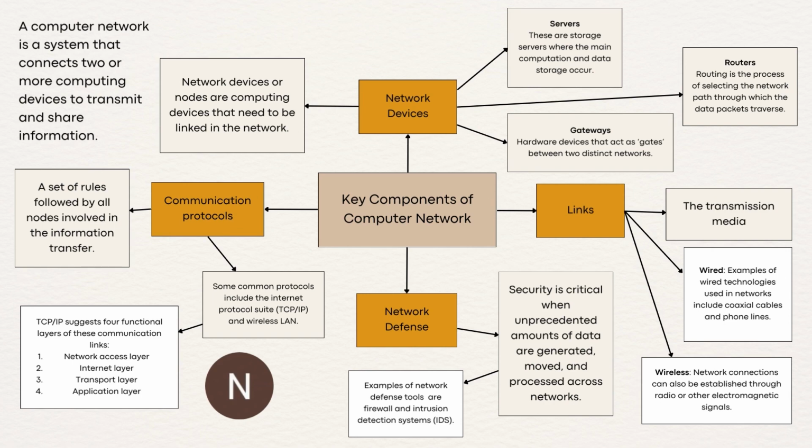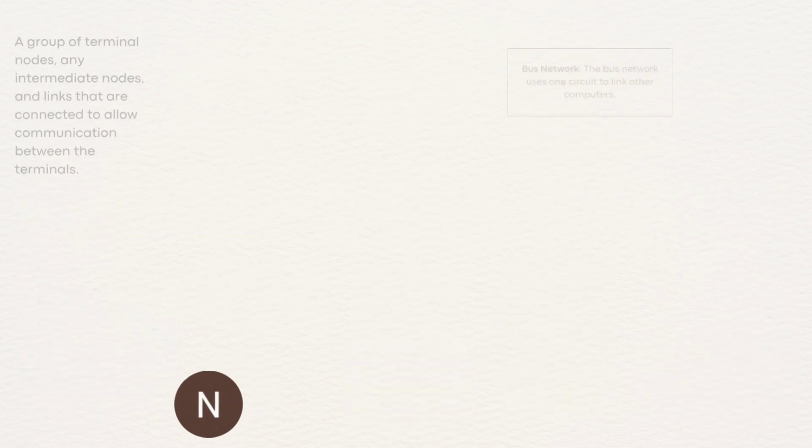The third one is network defense. Security is critical when unprecedented amounts of data are generated, moved, and processed across a network. Examples of network defense tools are firewalls and IDS. And the last one is communication protocols, which is a set of rules followed by all nodes involved in the information transfer. Some common protocols include the Internet Protocol Suite, which is TCP/IP, and wireless LAN.